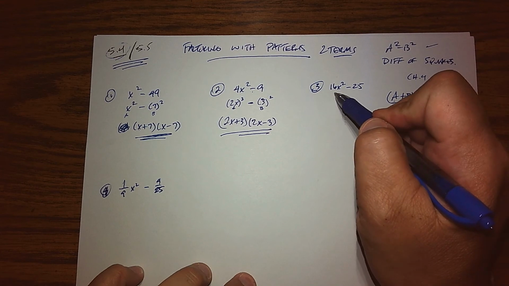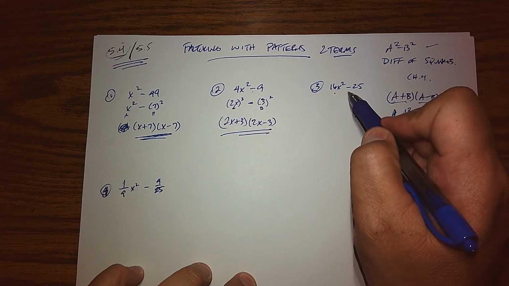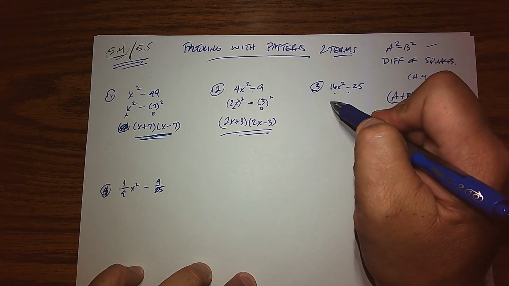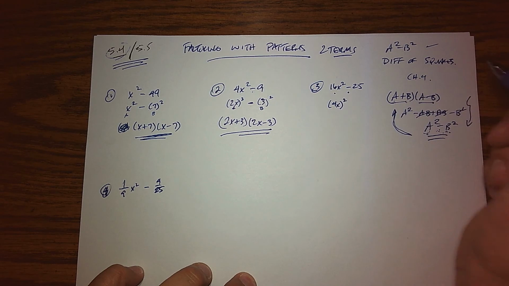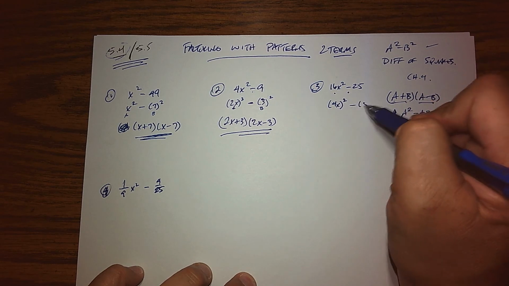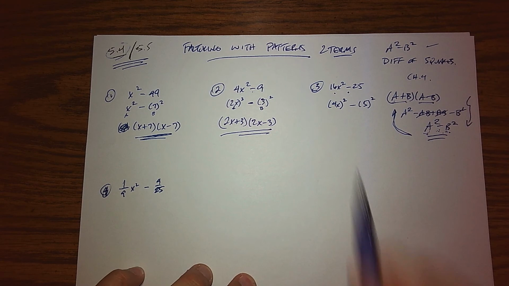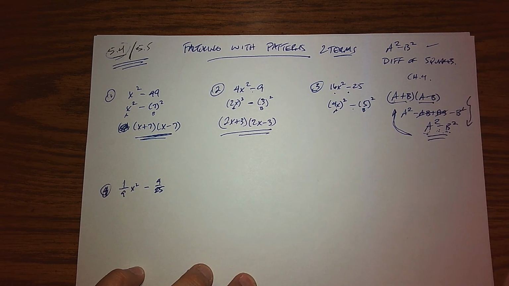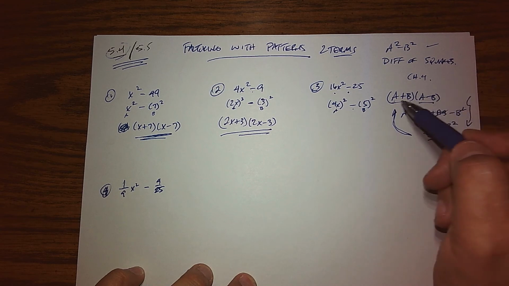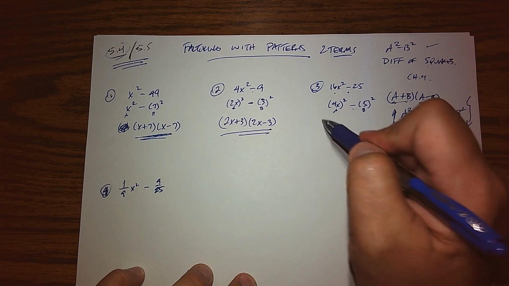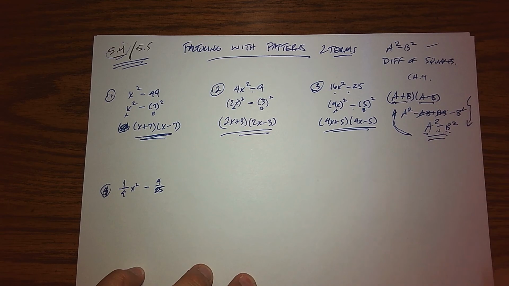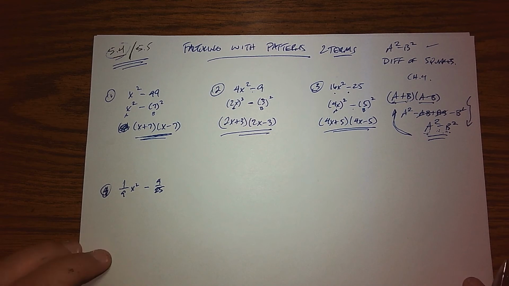Moving forward, we have 16x squared minus 25, so it's a minus, a difference. It looks like something that's being squared. So what I'll do here is try to figure out what exactly is being squared there, and that's a 4x. And this second term is a 5. So I truly have the difference of 2 squares. This is playing the role of A, and that's playing the role of B. So what does the pattern say? We add the bases, subtract the bases. So we have 4x plus 5, 4x minus 5, and there is our factorization. All right, so we're rolling.